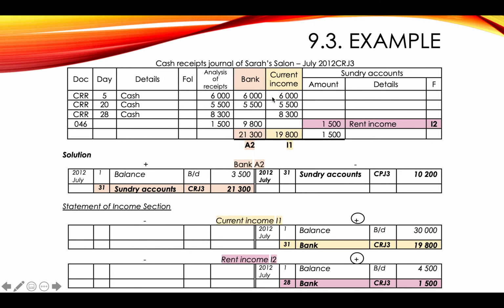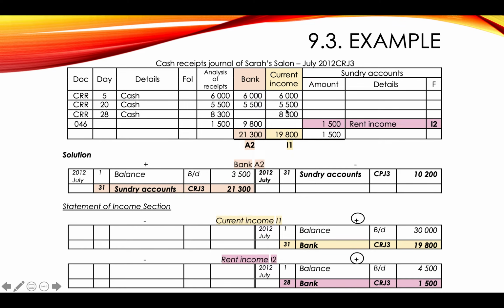The next column is the current income. You can imagine that you are earning the income from your customers over here, and therefore your equity is getting bigger. So that 19,800 Rand needs to be credited because you are increasing your equity in the current income account. Again, the day is the 31st because it's a total at the end of the month. Folio is still CRJ3. The details, remember, is the name of the other account involved.